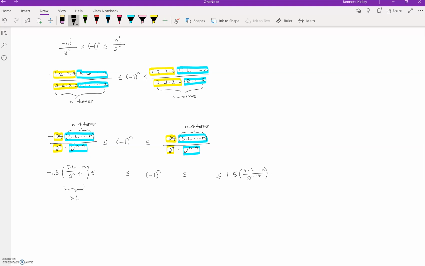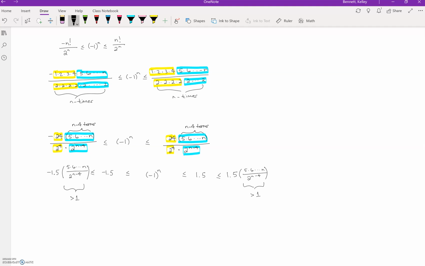Sorry, every term in the numerator is bigger than every term in the denominator. And then similarly, this guy over here is bigger than 1 for the same reason. So if this is bigger than 1 and it's negative, then I can say this is less than or equal to negative 1.5 for sure, right? Because if I multiply negative 1.5 times a number bigger than 1, it would be even more negative. And similarly, I can put a 1.5 over here because on the far right, if I took 1.5 and multiplied it by a number bigger than 1, it definitely would be bigger than just 1.5.